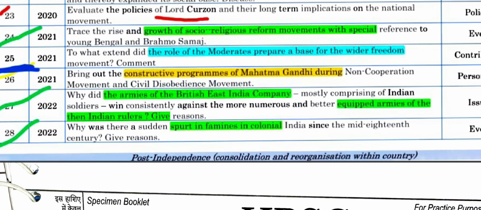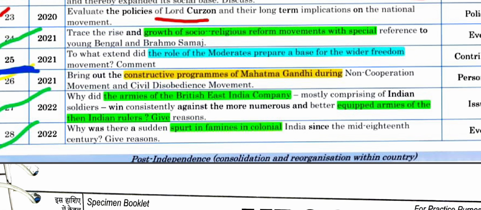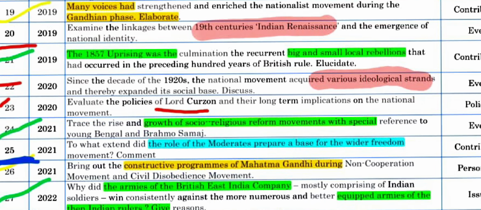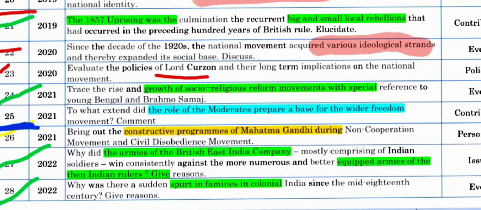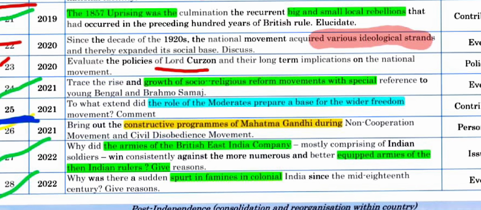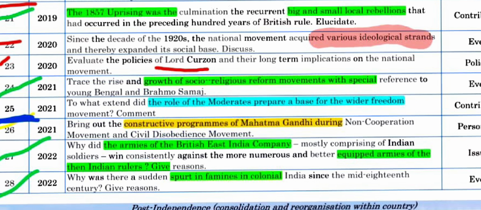So if you can note question 28, why was there a sudden spurt in famines in colonial India since mid 18th century? Give reasons. So as you note, the spurt in famines was one of the causes for these small and big local rebellions. Okay, and that led to several uprisings, and then the final one, or the benchmark one, was 1857.